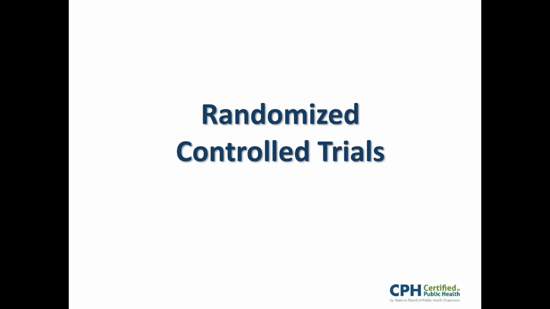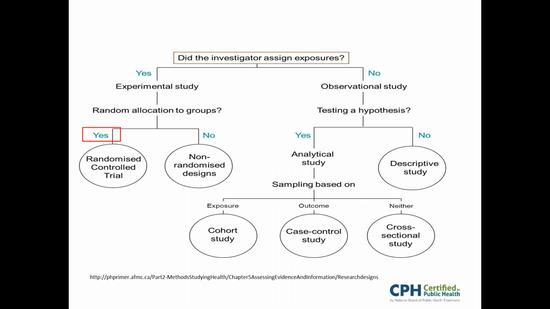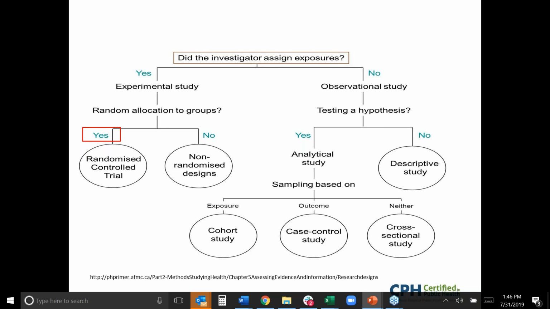Next slide, please. So the randomized controlled trial, when we look at the figure, kind of reorienting ourselves starting at the top, in this case, the investigator does assign an exposure. And until now, the answer was no to that question. But as we answer yes, we're looking at the left side of the figure at the experimental study. There can be two types, either randomized or non-randomized, but today we'll focus on the randomized controlled trial.